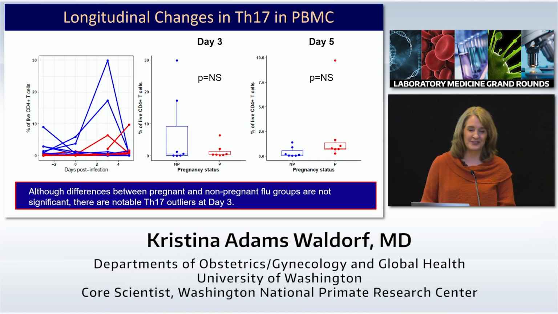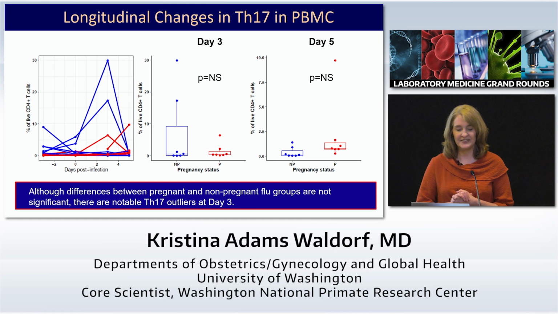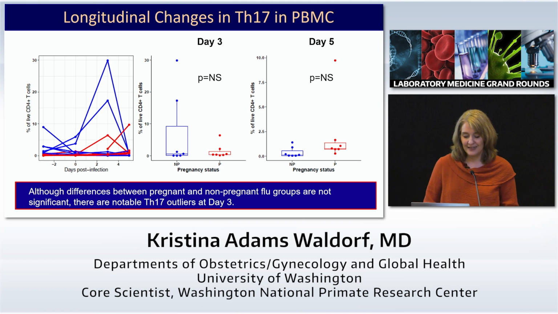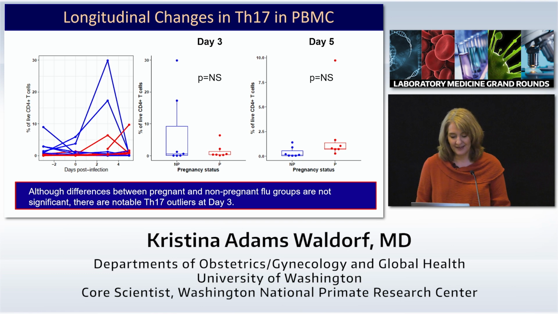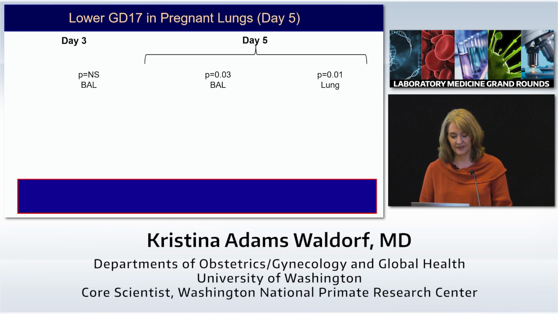The first thing we were really interested in was looking at the change in Th17 in peripheral blood mononuclear cells over time. Again, blue is non-pregnant and red is pregnant. The peaks you see here at day 3 are what we had expected for Th17. Those 2 peaks in the 2 non-pregnant animals were associated with the most significant disease in our study in the non-pregnant group. Interestingly, in the pregnant animals, only one of them had that peak, and they seemed to be lower, both mainly at day 3, but then a little bit higher at day 5. Neither of those changes were significant.